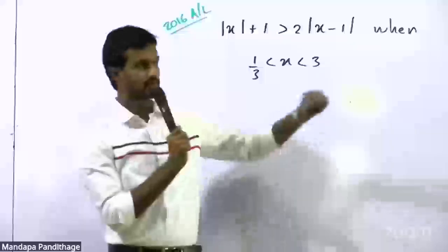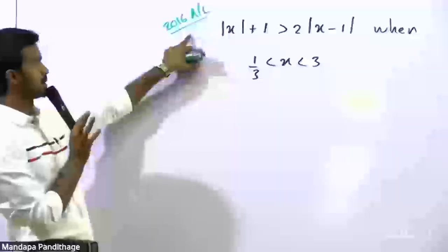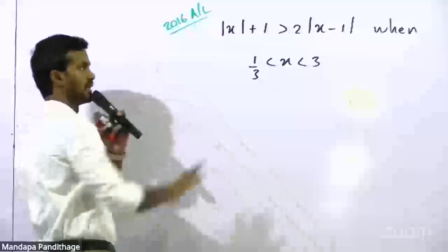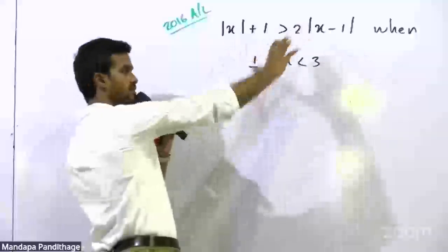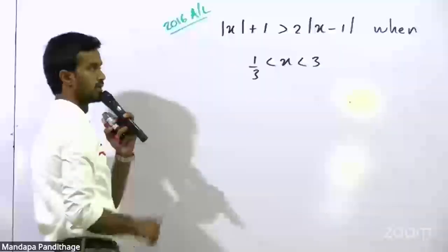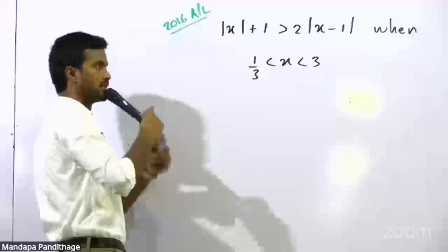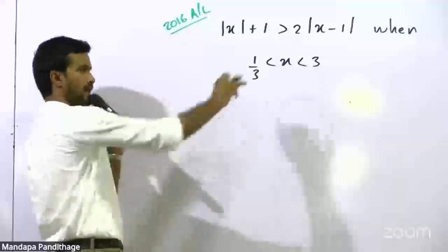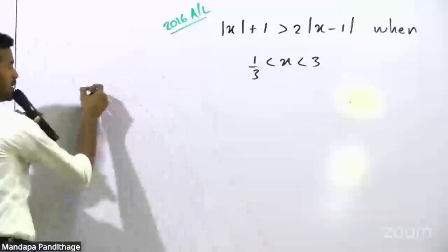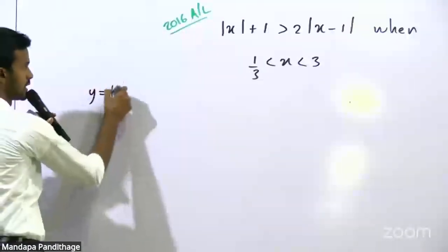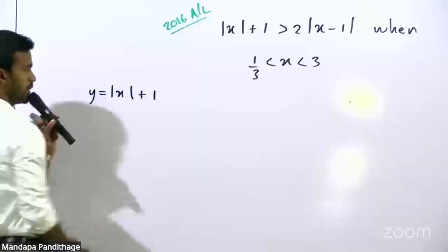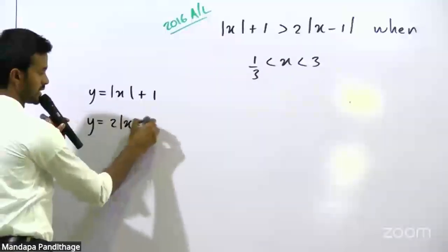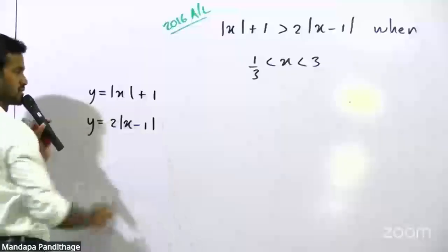So this change happened in 2019. I'm taking this only as an example. So let's say when you solve this, this is the answer that we have got. But in the question, they are not expecting us to get this inequality. Let's say after sketching, initially you have been given to sketch these two graphs. y equals modulus x plus 1 and y equals 2 times modulus x minus 1. So you have been given to sketch these two graphs.